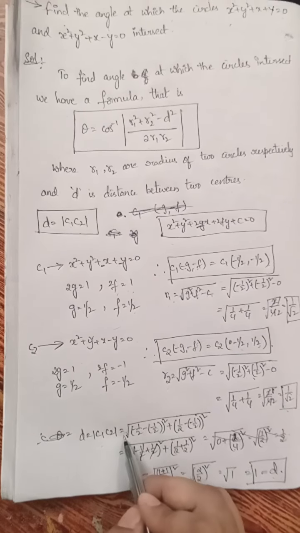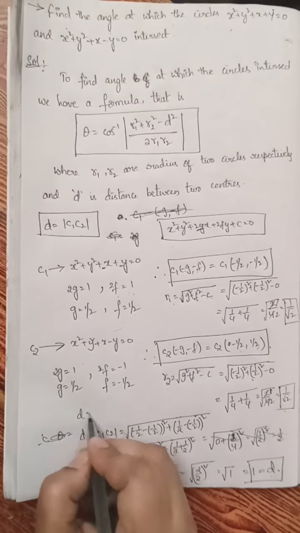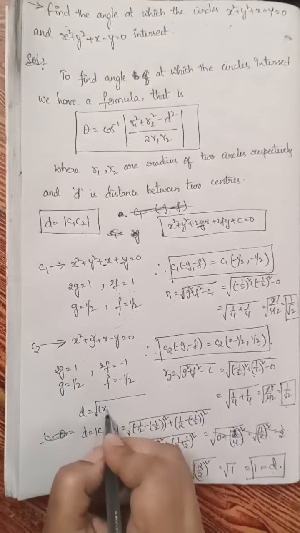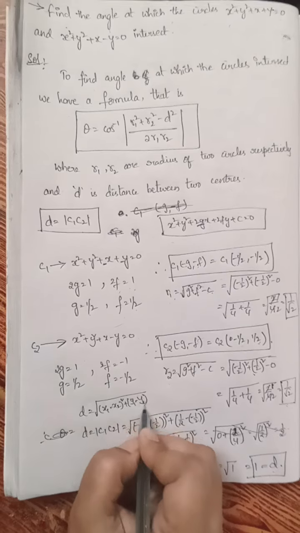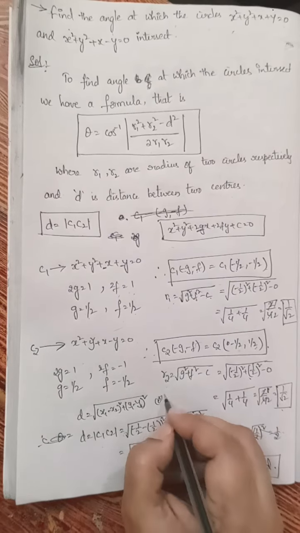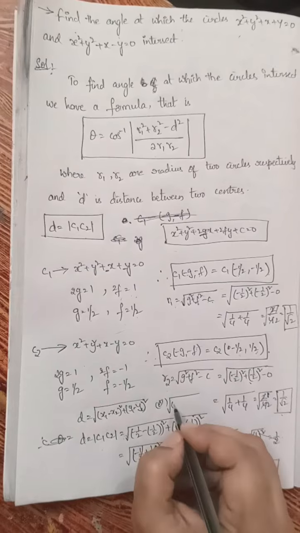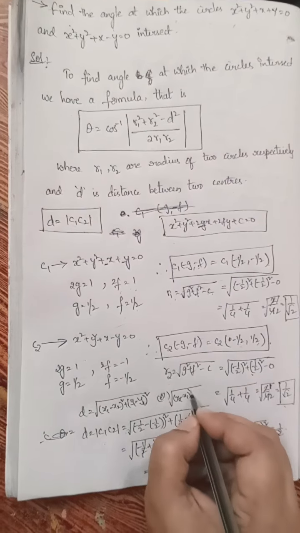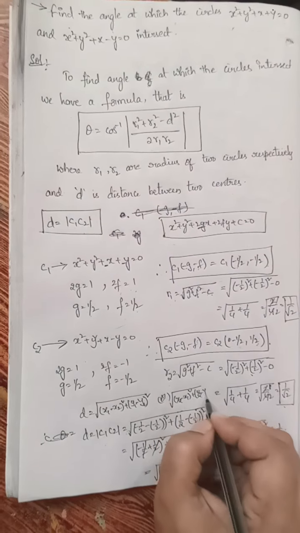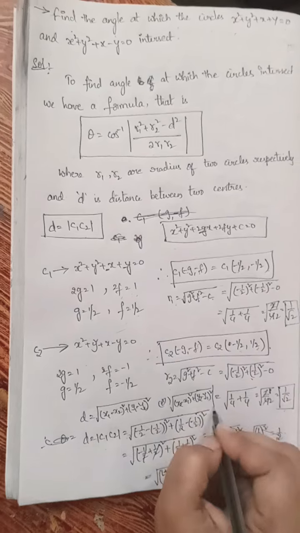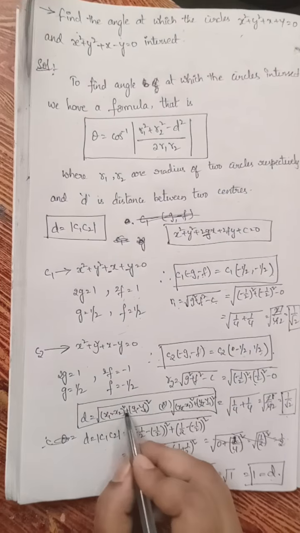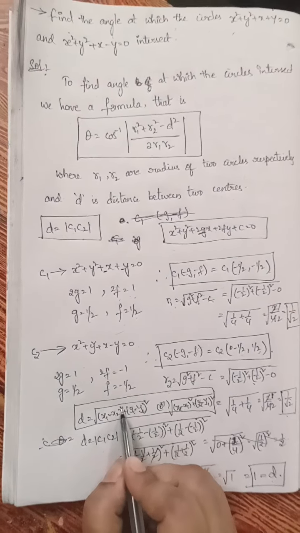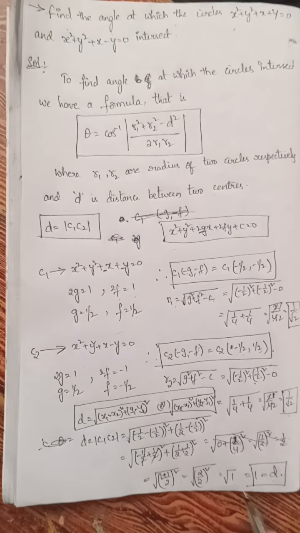What is the formula for this distance? Root of (x1 − x2)² + (y1 − y2)², or root of (x2 − x1)² + (y2 − y1)². You will get one and the same, because if you get any negative, squaring means it becomes positive again, right? So we got the distance equal to 1.